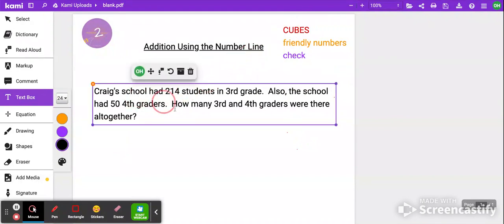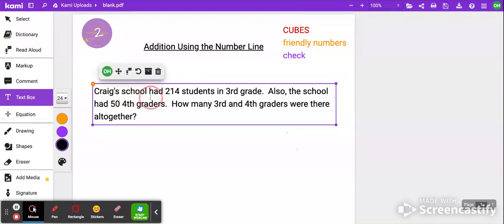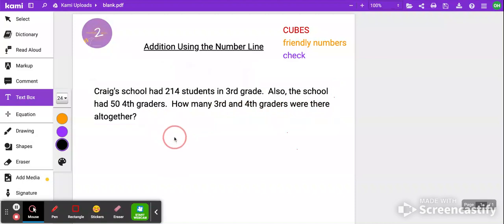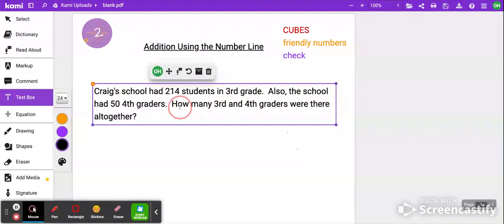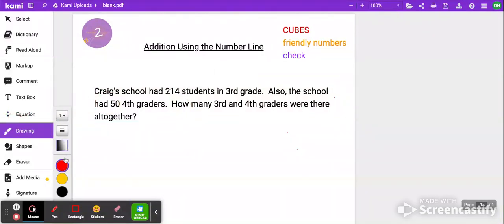And as you can see here, let's go ahead and read the word problem. It says Craig's school had 214 students in third grade. Also, the school had 50 fourth graders. How many third and fourth graders were there altogether? So at first, we have to circle the important numbers. So that's where I will start. I'm going to circle 214, and I'm going to circle 50.